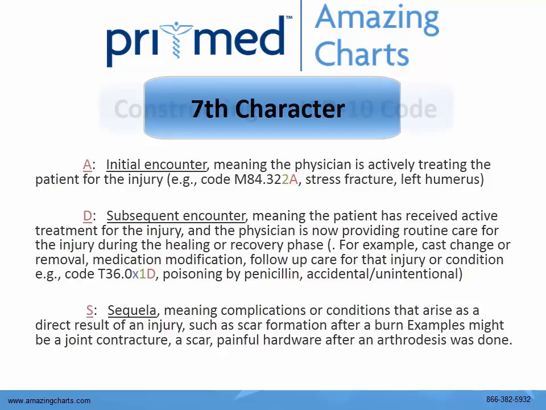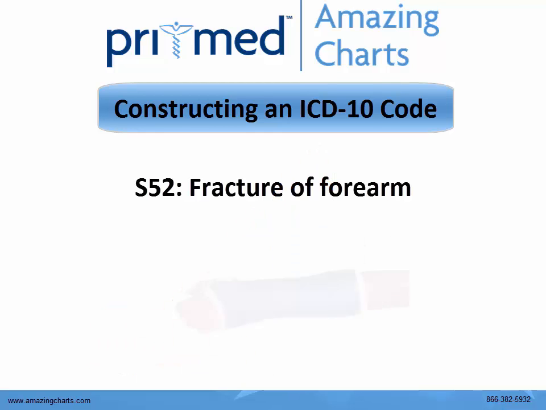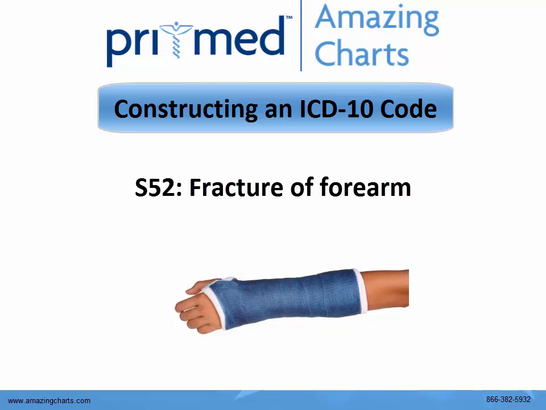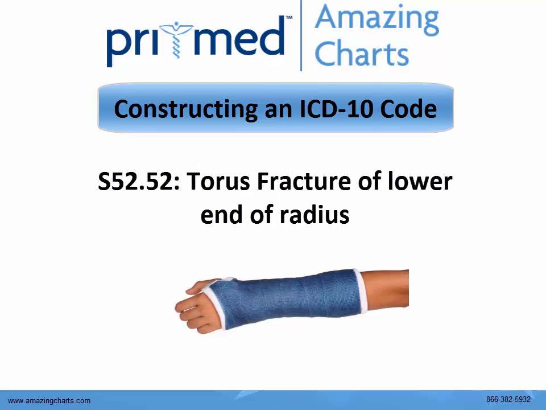formation after a burn. So if you look at how an ICD-10 code is constructed, the first 3 characters are for the category. So we'll use S52, which is a fracture of the forearm. Characters 4 through 6 build on that code, involving etiology, anatomic site, severity, or any other clinical details. So S52 becomes S52.5, fracture of the lower end radius. That becomes S52.52, which is torus fracture of the lower end of radius.